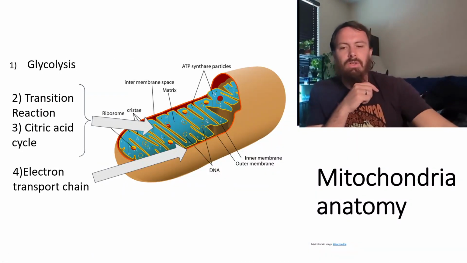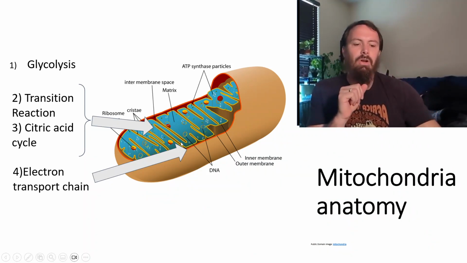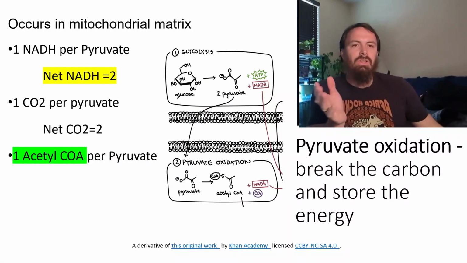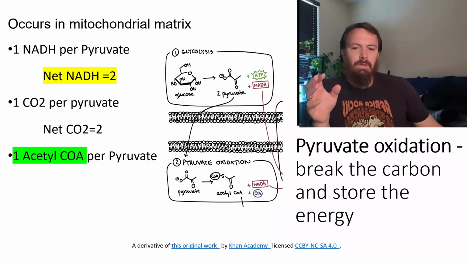Okay, so glycolysis, remember I said, is happening out here in the cytosol. We're going to switch now to the transition reaction. The transition reaction and the citric acid cycle will happen within the inner mitochondrial matrix. And then the electron transport chain will happen at the membrane, the inner membrane of the mitochondria. Okay, so pyruvate oxidation, or the transition reaction. Again, break the carbon, store the energy.